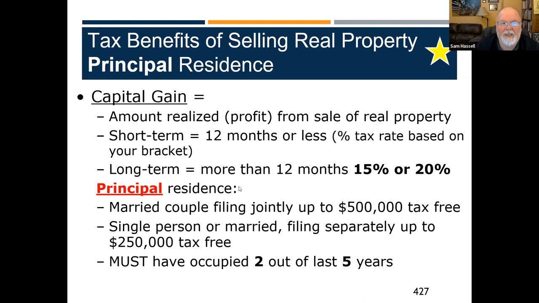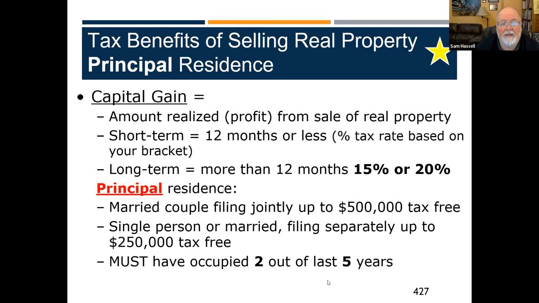All right. It has to be your principal residence. It has to be where you live. Married couple filing jointly, up to $500,000 tax-free. It's a good thing. Single person or married filing separately, up to $250,000 tax-free. Up to two people on the deed, so we can do it twice.